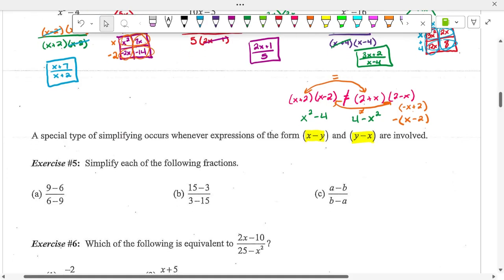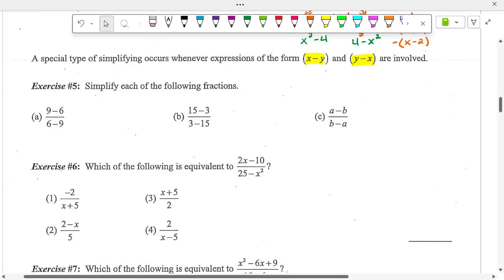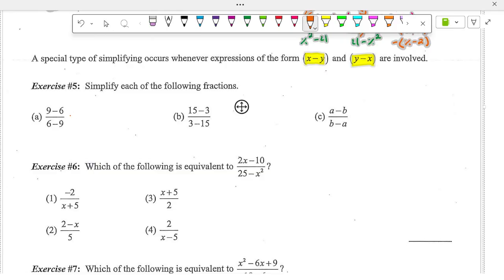All right. So if we looked at these fractions real quick, 9 minus 6 is 3, 6 minus 9 is -3, so -1. 15 minus 3, that's 12. 3 minus 15 is -12. Still get -1. So what do you think will be with this one? Pretty much set up the exact same way as the other two. So what do you think my end result will be? -1.